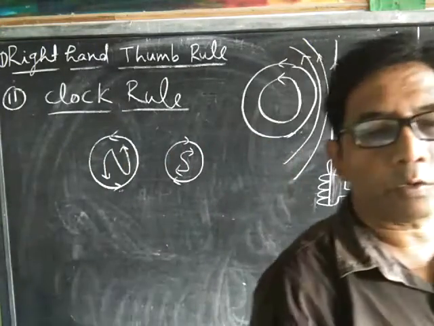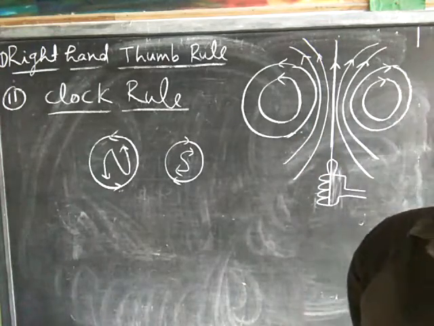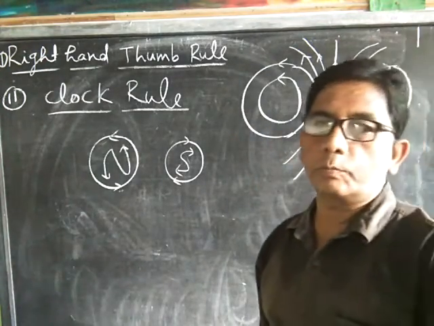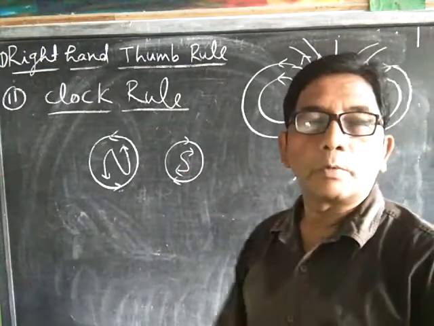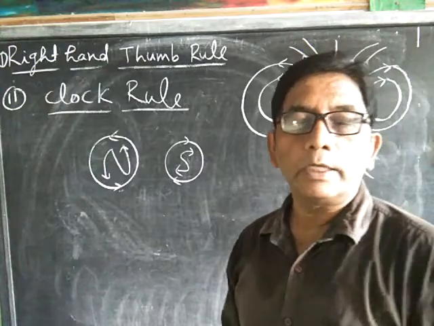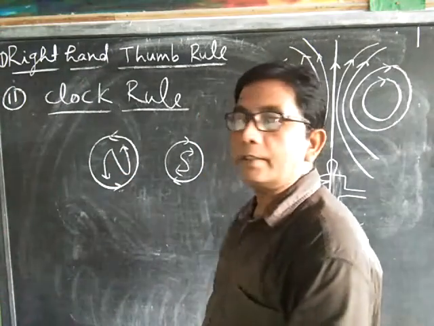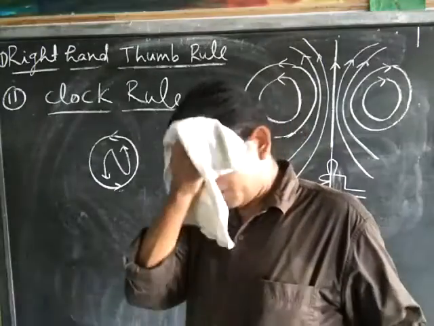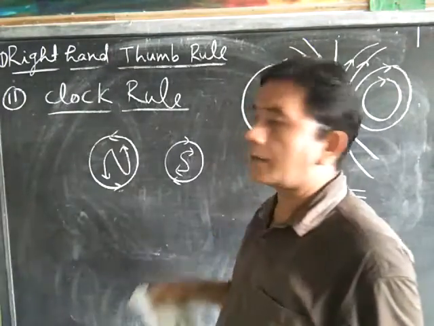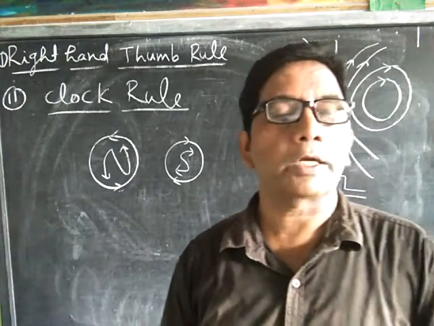What is the clock rule? This gives the polarity of any face of a circular current loop. If current flows in anti-clockwise direction, then it will be north polarity, and if current flows in clockwise direction, then it will be south polarity.